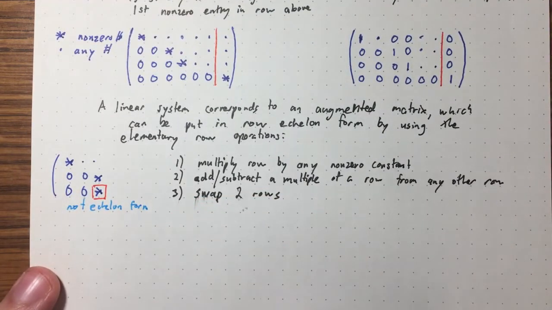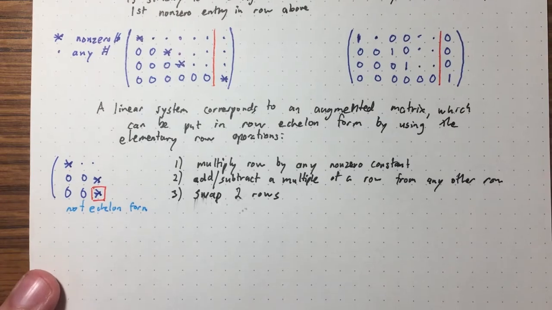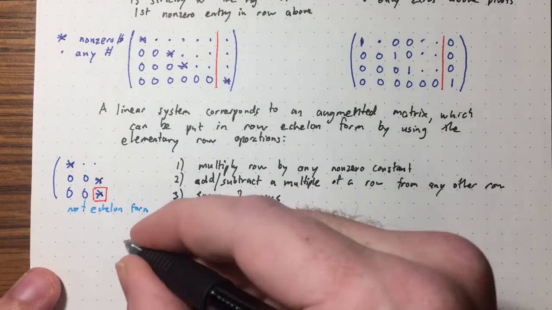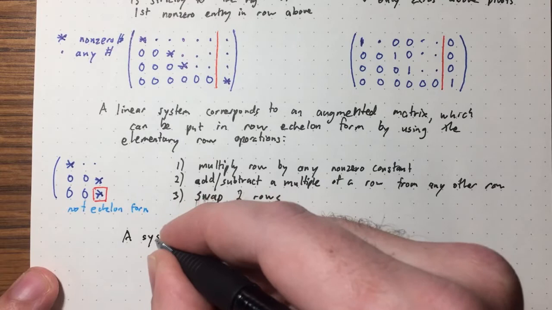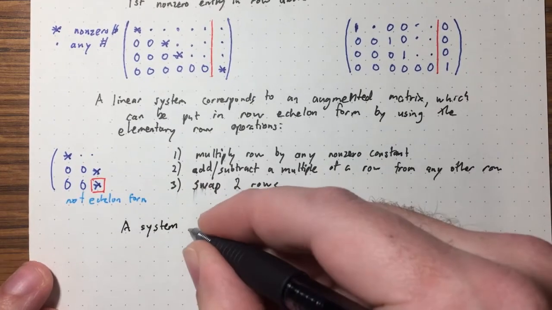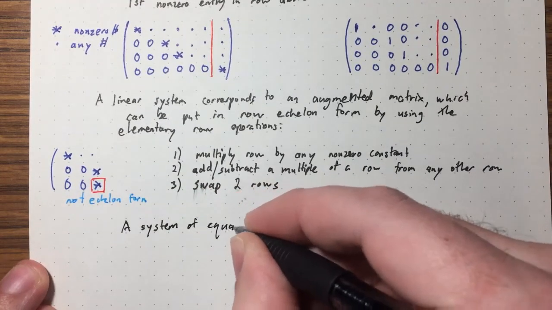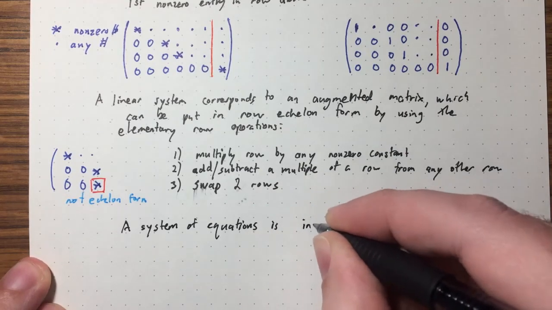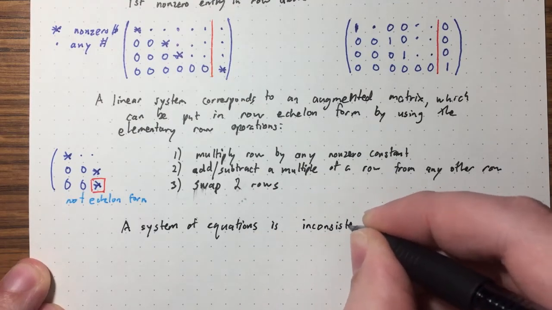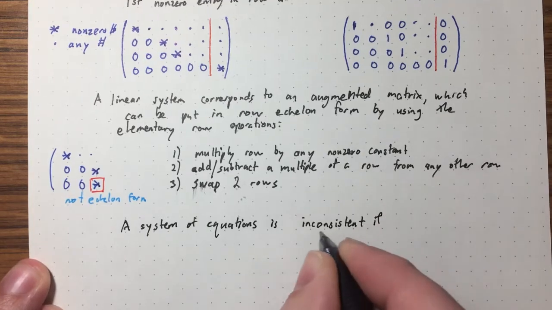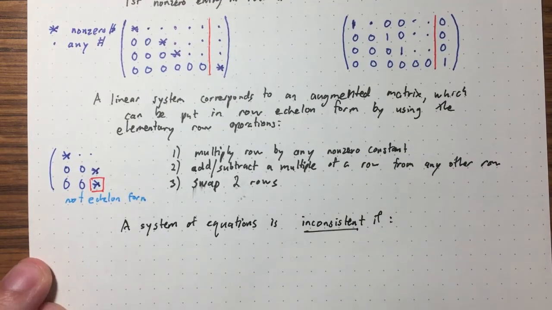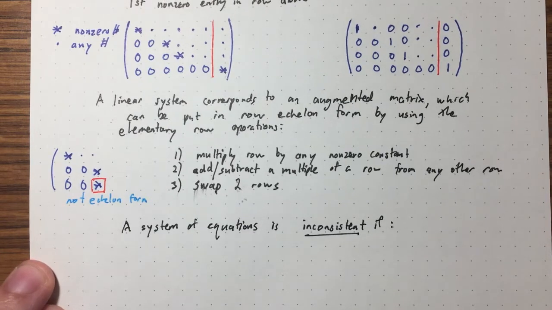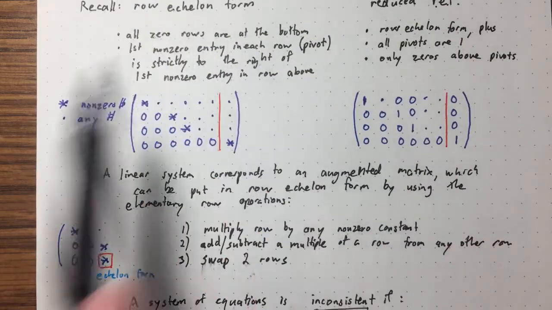Okay, so first of all, a system could be inconsistent, right? So a linear system of equations is inconsistent if... Okay, how do we know a system will be inconsistent? How can we tell from the reduced row echelon form, or even from the row echelon form itself?